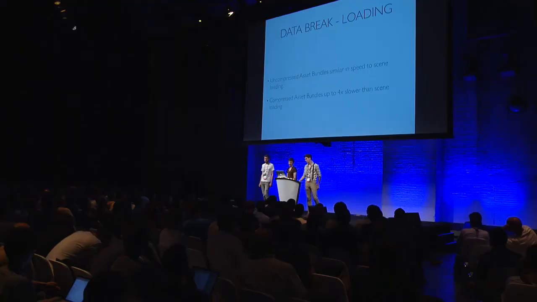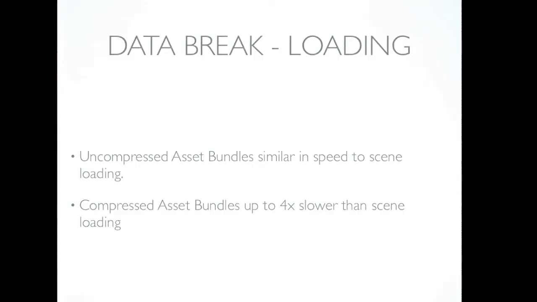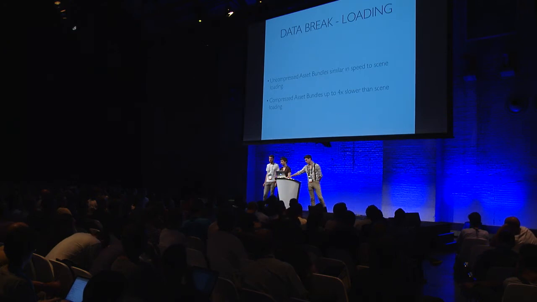Uncompressed asset bundles are roughly the same size as if you had the assets in a scene. So if you put something in an uncompressed asset bundle, you're not helping or hurting yourself too much in terms of size. In terms of loading, however, uncompressed asset bundles are similar in speed to scene loading, almost identical. Sometimes we've seen them be a little bit slower, but for the most part, they're basically the same as loading from a scene. Compressed asset bundles, on the other hand, are like 4 times slower. It's pretty slow. So when you can, use uncompressed asset bundles. They're great. Compressed asset bundles really need to be reserved for cases when file size is a significant issue.